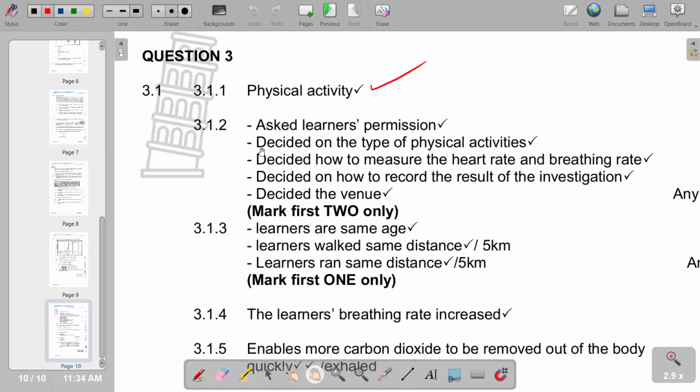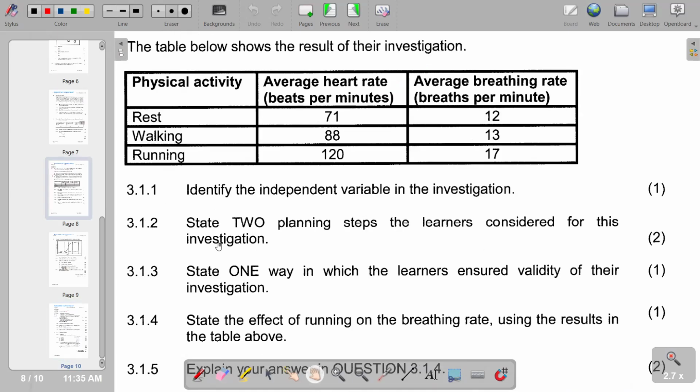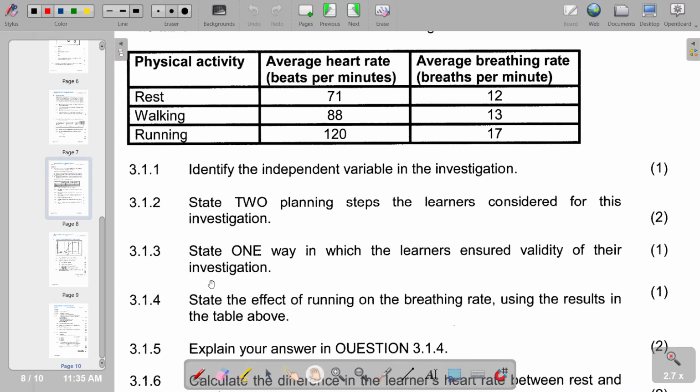So the planning steps that we have are that they asked learners' permission, decided on the type of physical activities, decided how to measure the heart rate and breathing rate, decided how to record the result of the investigation, and decided the venue. So the next question: state one way in which the learners ensured the validity of their investigation.